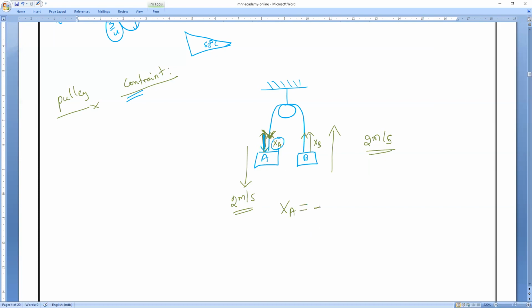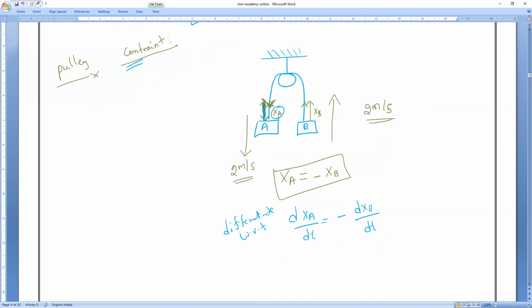So displacement shown by body A equals the minus of the displacement shown by body B. Both are equal but in opposite directions. Am I right? You all agree with me? Yes. Now differentiate with respect to time. If you differentiate with respect to time, what will happen? It turns into dXA by dt, which equals minus dXB by dt. A and B are subscripts, keep it in mind.